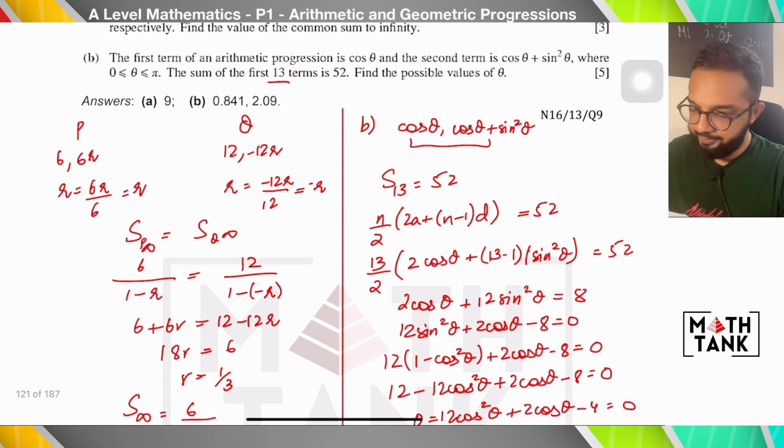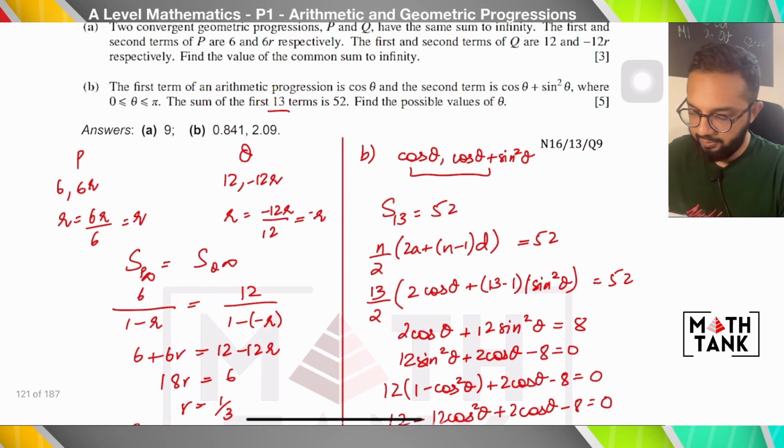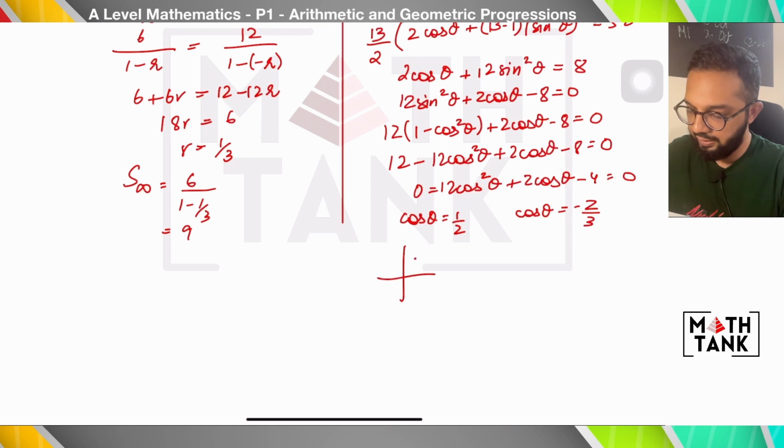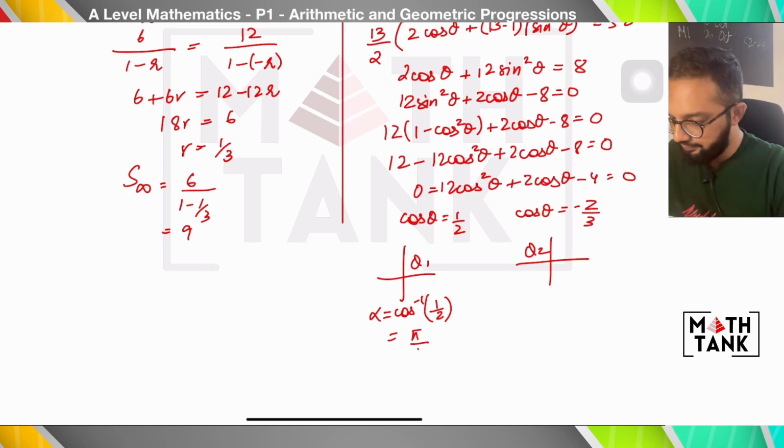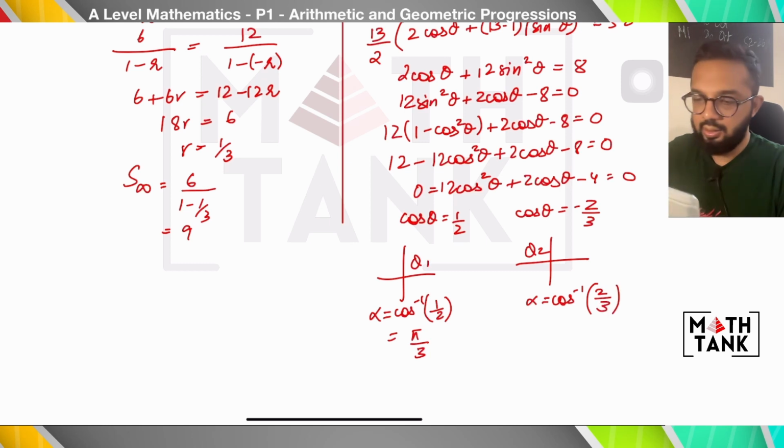Now find the possible values of theta from 0 to pi. So this one comes up in the first quadrant. This one comes up only in the second quadrant. I have an alpha for cos inverse of half, which is pi over 3. And I have an alpha for cos inverse of 2 over 3, which is 0.841.